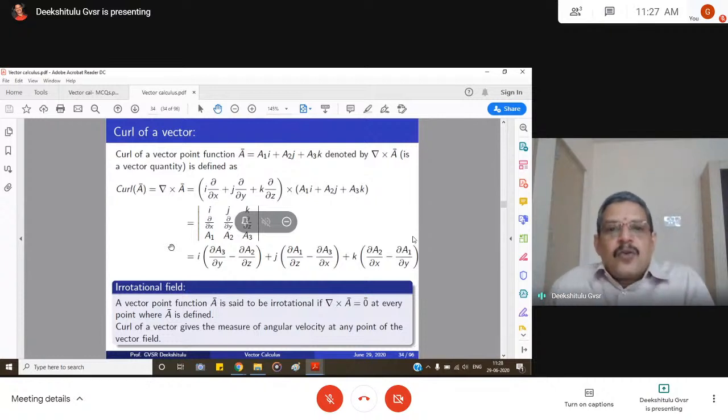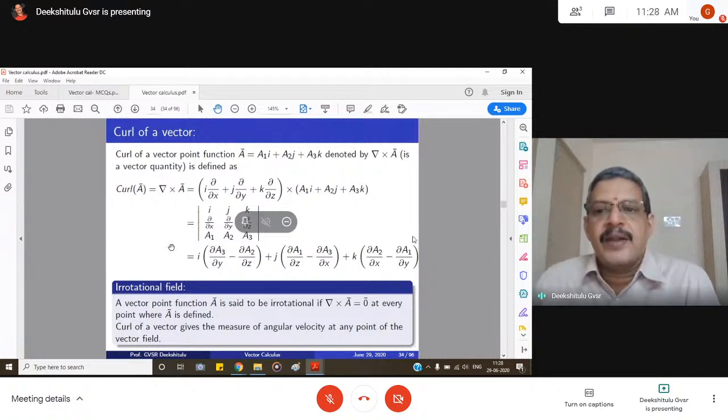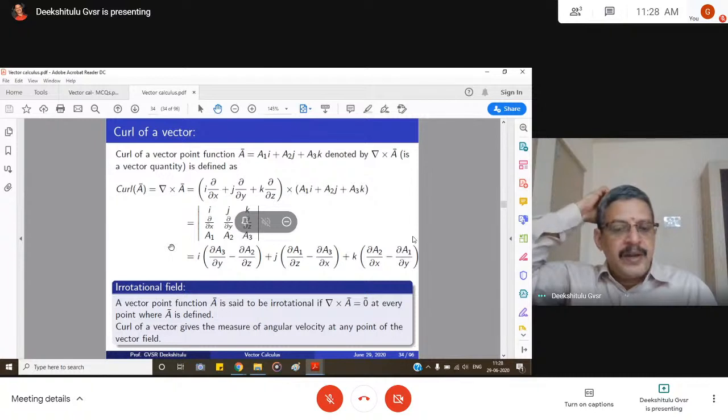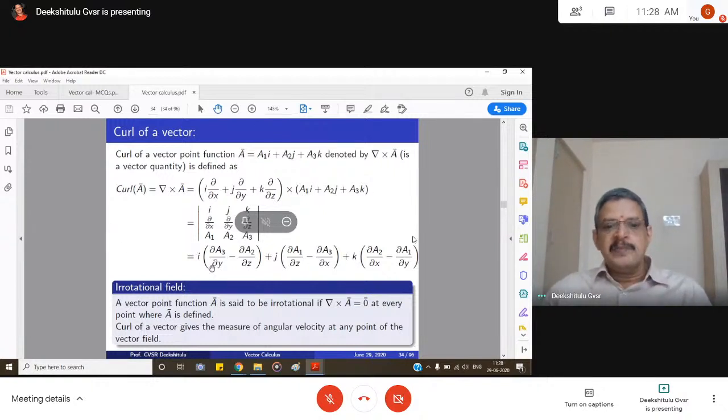Then curl, then del cross f. The curl of a vector point function a bar equal to a1 i plus a2 j plus a3 k is defined by del cross a. That is what we call the vector product of del and a. We know a cross b, I have defined already once in our presentation. A bar cross b bar is the determinant of i, j, k, a1, b1, c1, a2, b2, c2. Similarly you apply the definition here. Del cross a bar is the determinant of i, j, k, dou by dou x, dou by dou y, dou by dou z, a1, a2, a3, and if we expand this, that's what we get. i into dou a3 by dou y minus dou a2 by dou z, and so on and so forth.